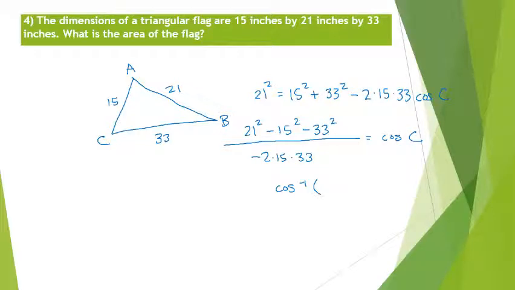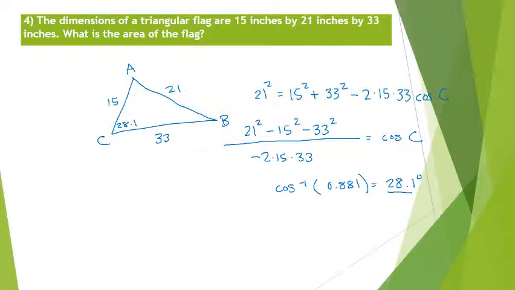So I'm going to type all this, 21 squared minus 15 squared, all that in my calculator and see what I get. Okay, so you type that in and I get 0.881, and then I'll do the cosine inverse of that, and I find that my angle is 28.13, so 28.1 degrees.